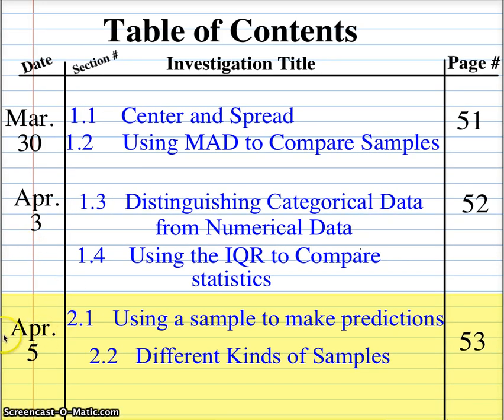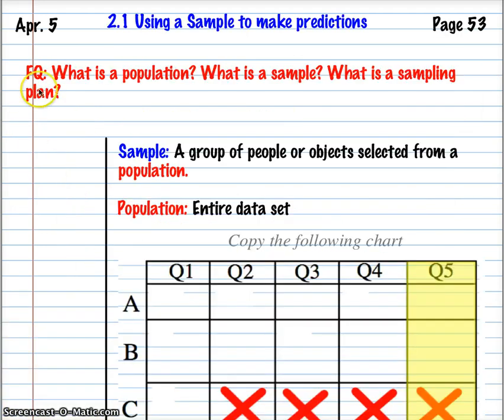So April 5th today: 2.1 and 2.2. 2.1 is using a sample to make predictions, and 2.2 is different kinds of samples. I think they should call it types, but they went with the word kinds. Okay. 2.1, using a sample to make predictions.